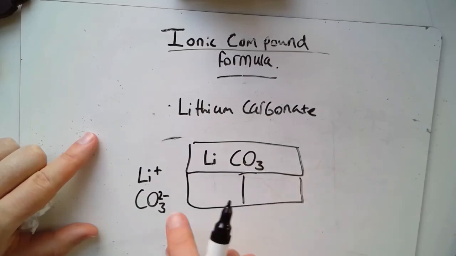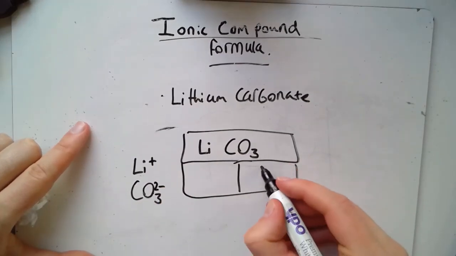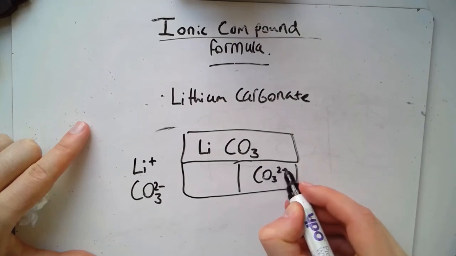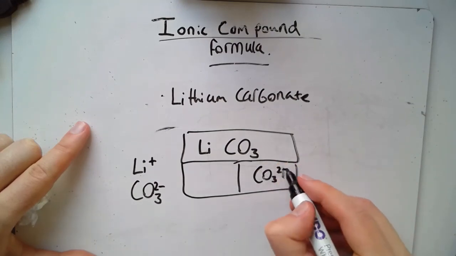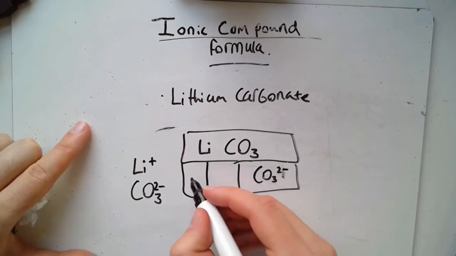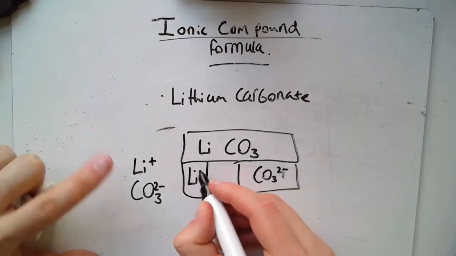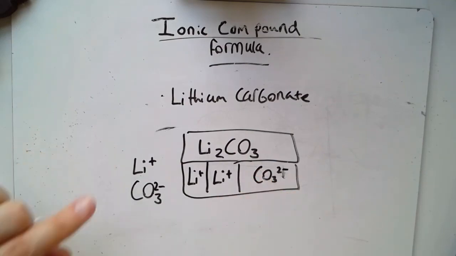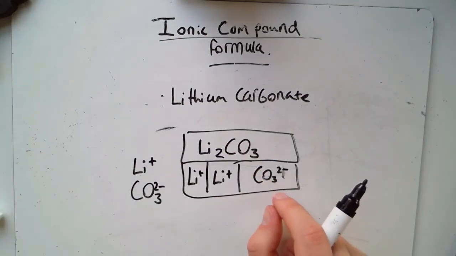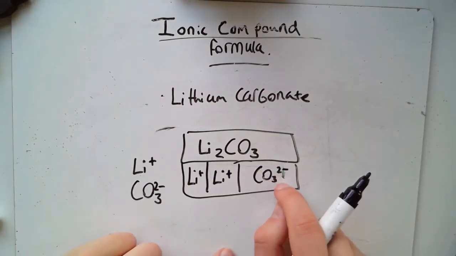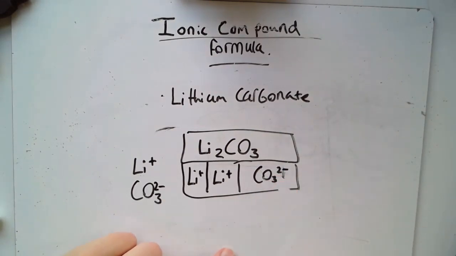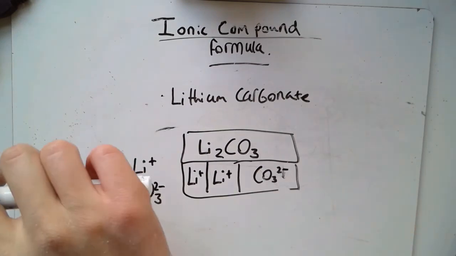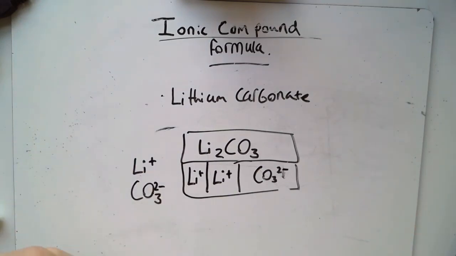I'm going to draw a box. This has got the largest charge. Oops, 2 minus, not 2 plus. And to cancel out that 2 minus charge, I'm going to need 2 of my positive lithiums. And so the formula will be Li2CO3. The only time I need to use brackets is when I need more than one of my polyatomic ion. And so far, there's only one example I've shown you where that's the case. Right, so that, in a nutshell, is how you work out the formula for an ionic compound.